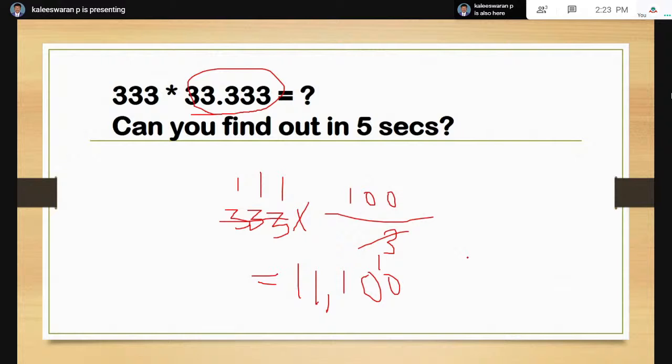Only if you know the identity of the number can you do this. If you don't know that 100 by 3 equals 33.33, definitely you will choose a traditional method to solve this problem. It will take more than 1 or 2 minutes. But if you know the identity of the number, you can solve this question within 5 seconds. I hope all of you understand the importance of knowing the identity of a number.